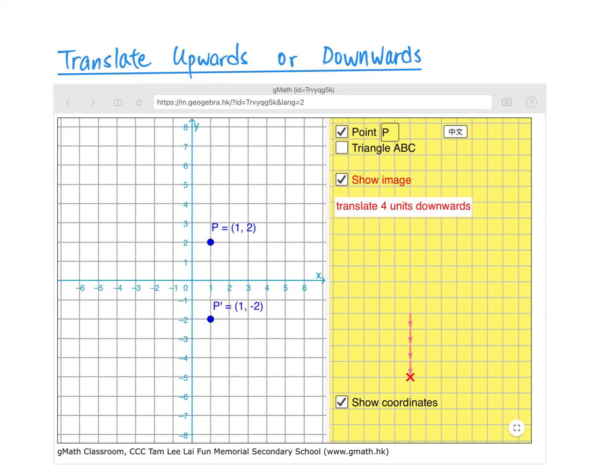When we want to move the point 4 units downwards, let's see. It is still a vertical line, but from 2 it becomes -2. It seems like it is 2 and then minus 4 becomes -2.